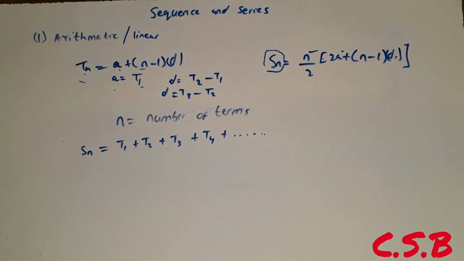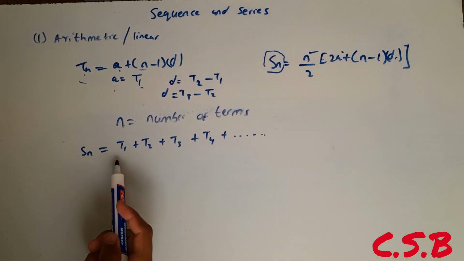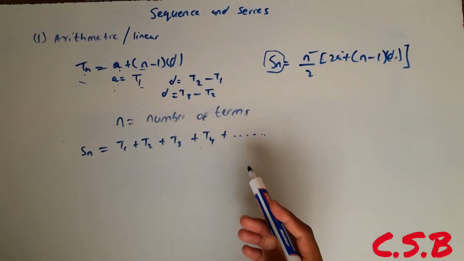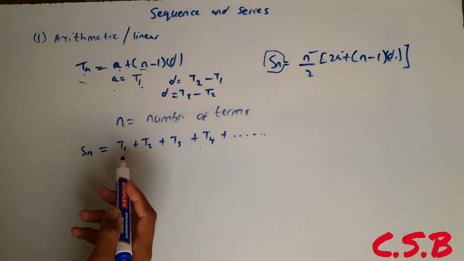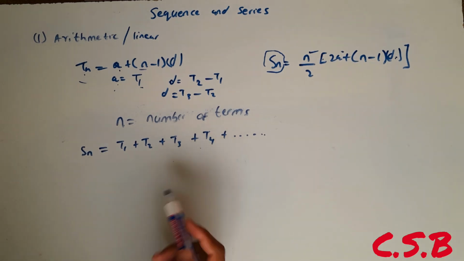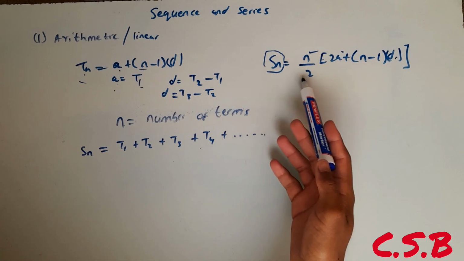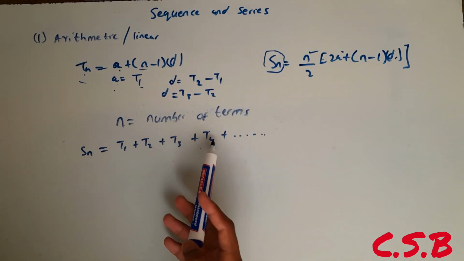So now, what is the sum of the terms? The sum of the terms is T1 plus T2 plus T3 plus T4 plus, up until etc, etc, up to infinity. So this is how you get your sum. But the equation that is simpler for arithmetic sequences, to find your sum, you could use this one, but this is also applicable.